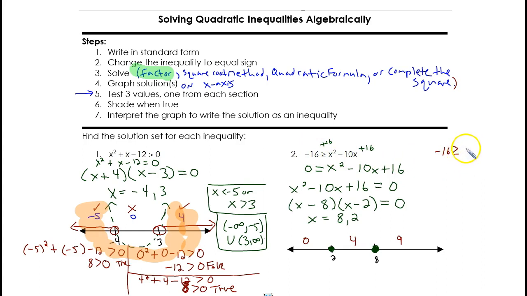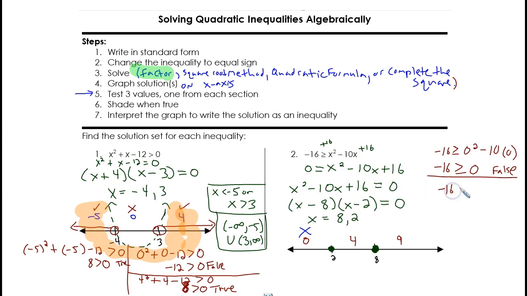So I'll plug in 0 first. Negative 16 greater than 0 squared minus 10 times 0. When I plug in 0 for x, 0 squared minus 10 times 0 reduces to 0. Is negative 16 greater than 0? It's not. If you end up with a not true statement, that means this one doesn't work.